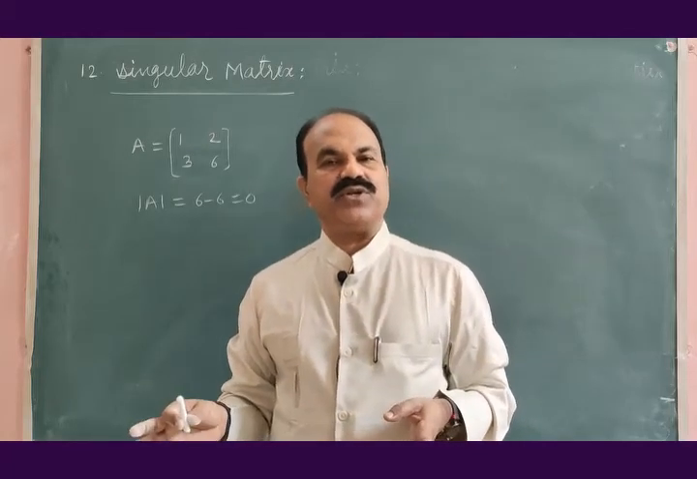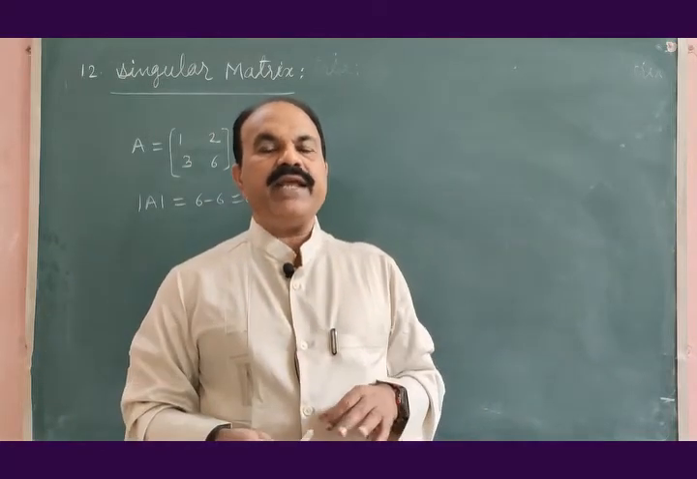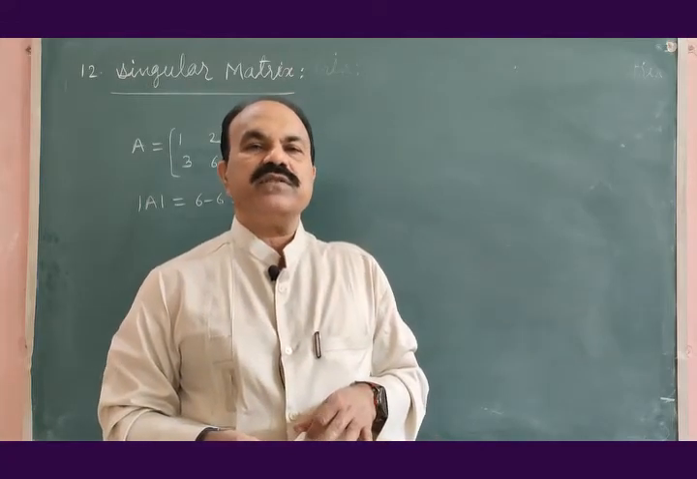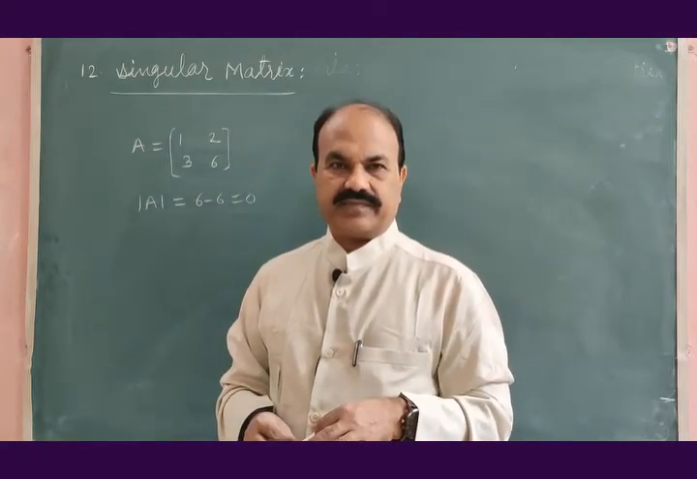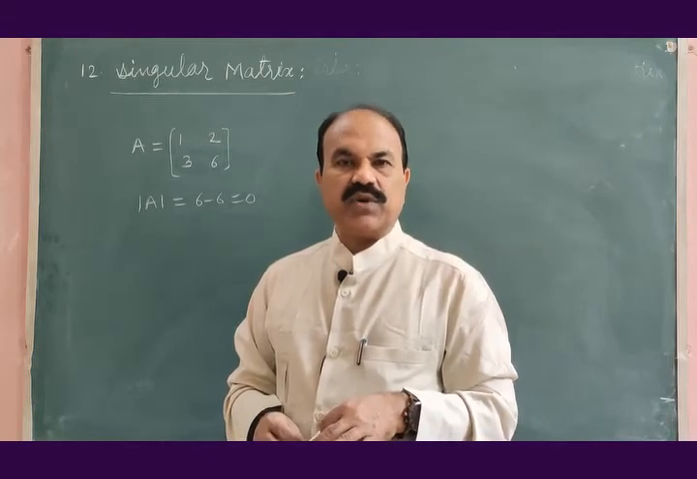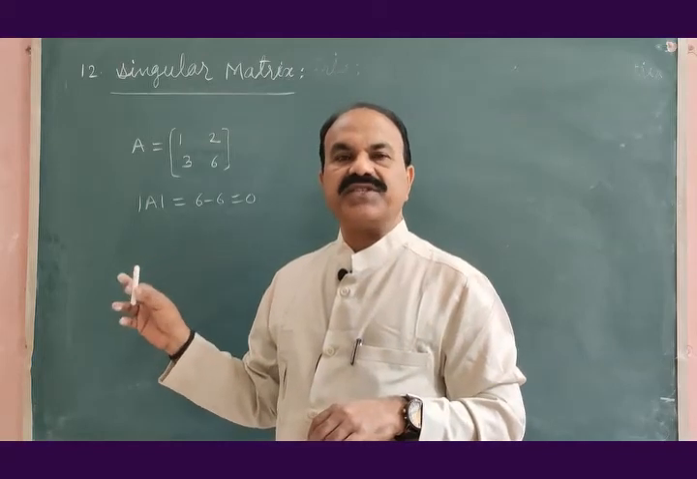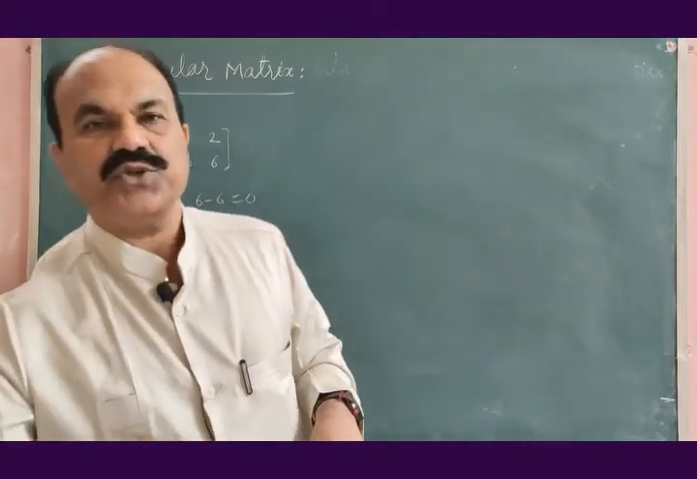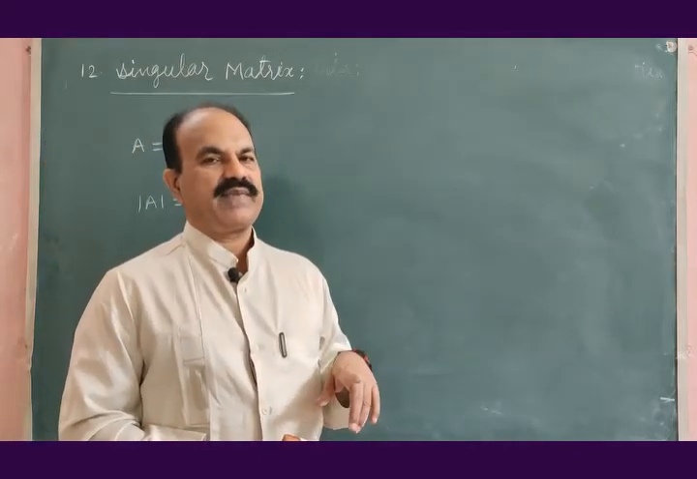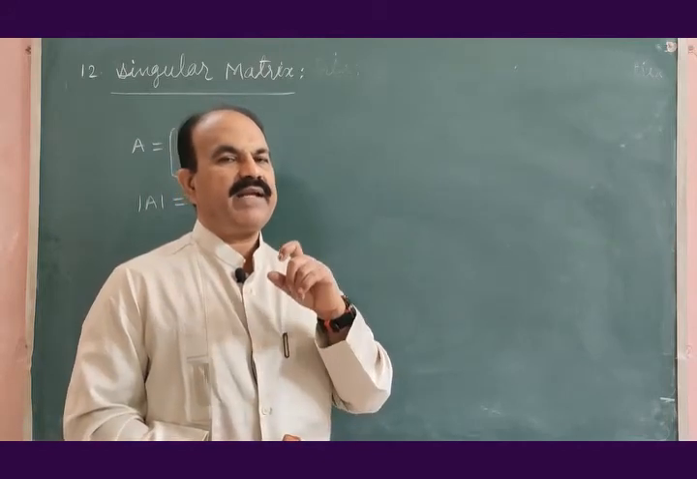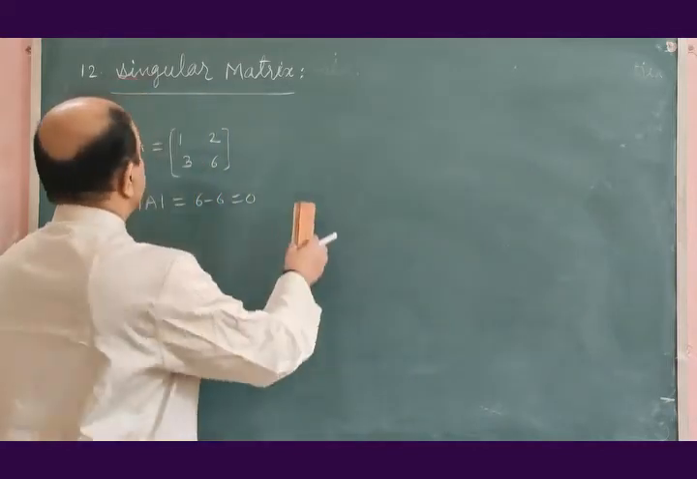It is important because this property will be useful in many applications of matrices. So remember the definition for singular matrix. Whenever determinant of a matrix is 0, that matrix is known as singular matrix. Let us go for one more matrix. After that we shall stop, and the remaining types of matrices will be dealt with in the next lecture.